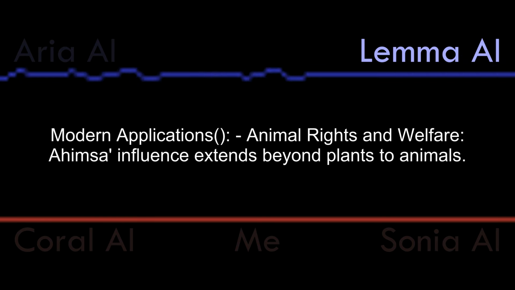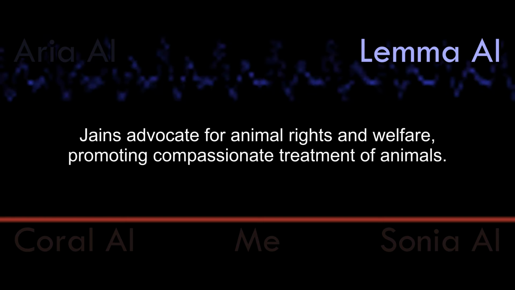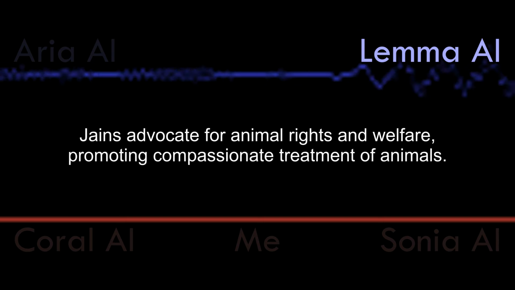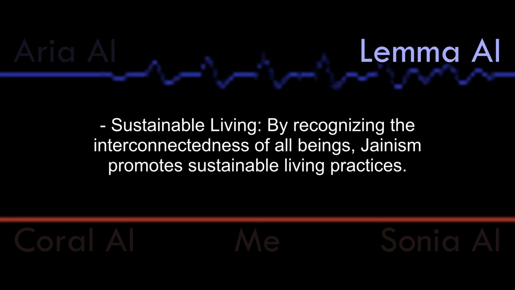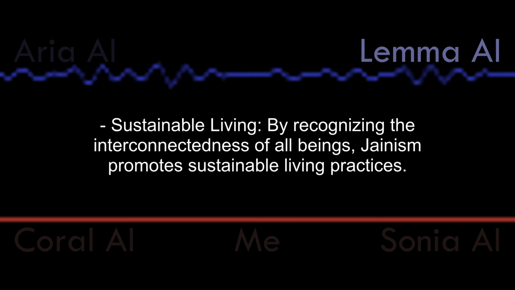Modern applications: animal rights and welfare. Ahimsa's influence extends beyond plants to animals. Jains advocate for animal rights and welfare, promoting compassionate treatment of animals. Sustainable living. By recognizing the interconnectedness of all beings, Jainism promotes sustainable living practices.